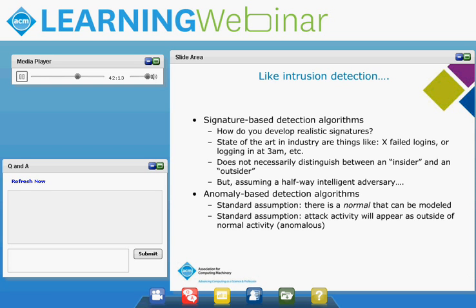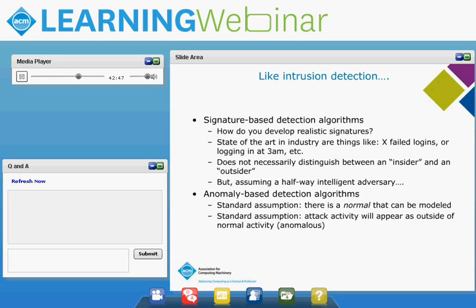In terms of signature-based detection, you want to look for known patterns that represent malicious activity. And so the question becomes, how do you develop realistic signatures in this case? Right now what we tend to see in the industry are things like there have been too many failed logins, or you're logging in at an unusual time. These are things that are relatively easy for an intelligent adversary, or even a halfway intelligent adversary, to get around. So then you can start looking at things like anomaly-based detection.